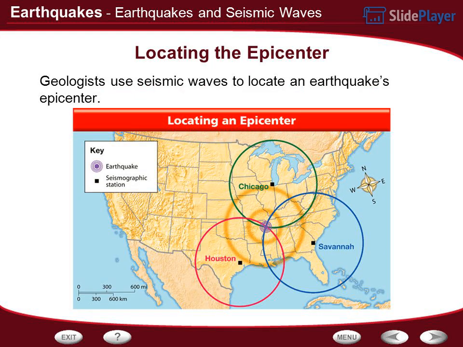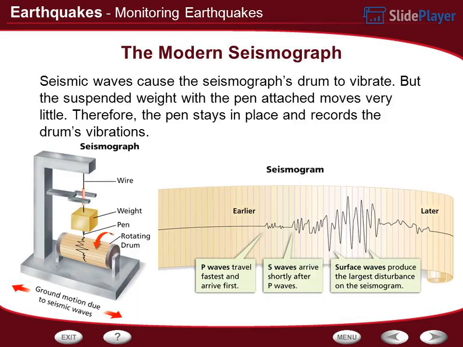Locating the epicenter. Geologists use seismic waves to locate an earthquake's epicenter. The modern seismograph. Seismic waves cause the seismograph's drum to vibrate, but the suspended weight with the pen attached moves very little. Therefore, the pen stays in place and records the drum's vibrations.